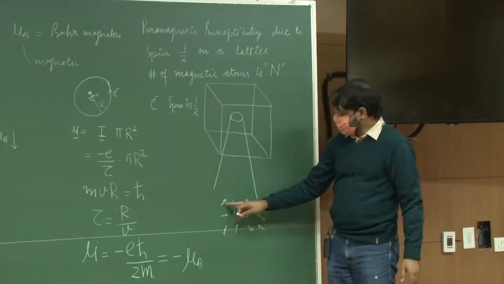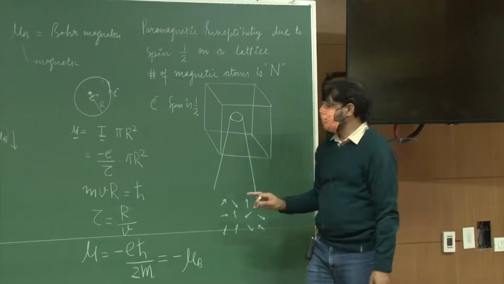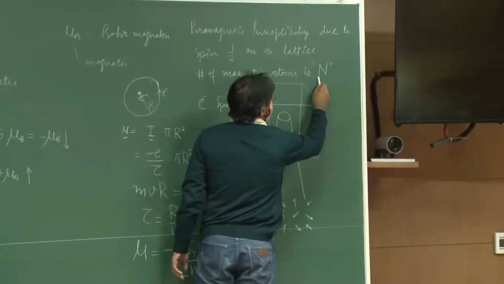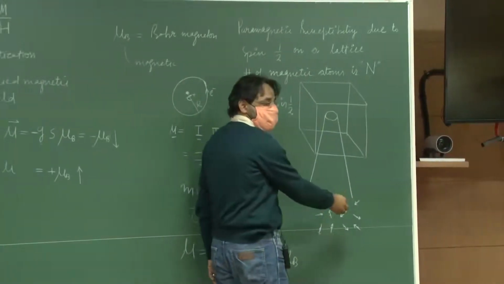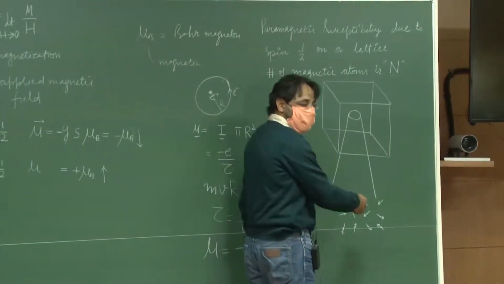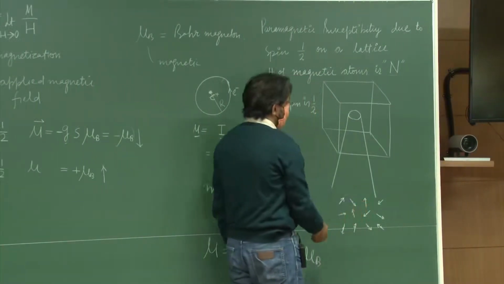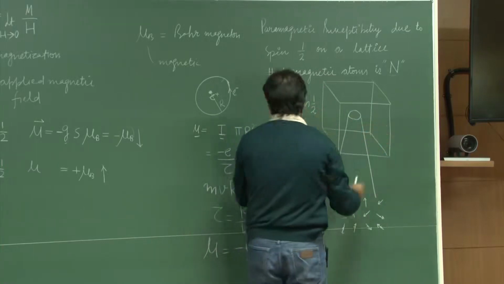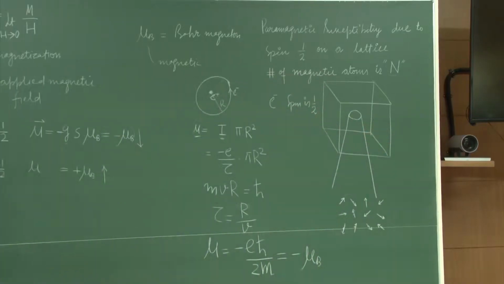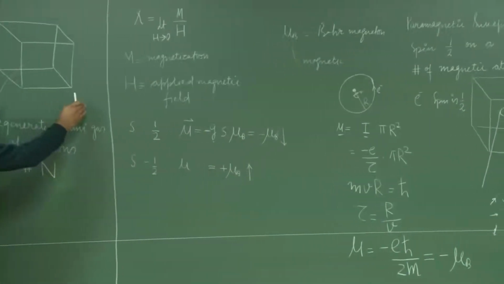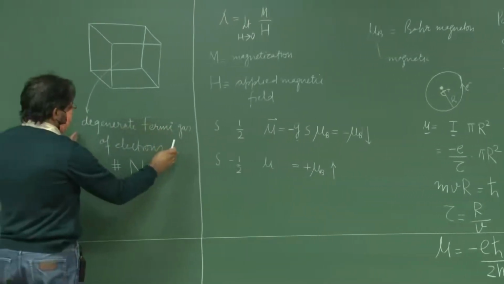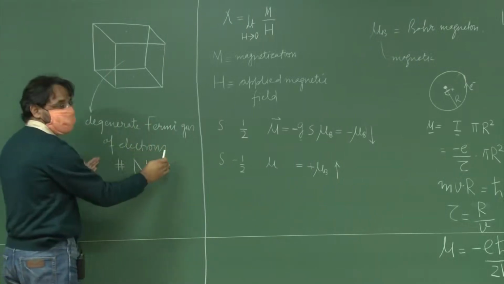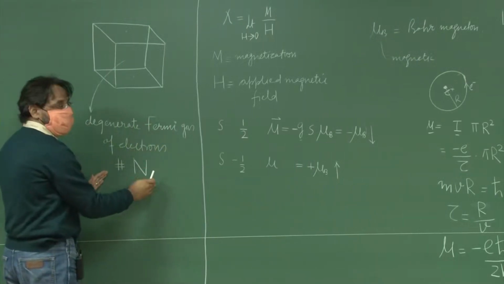Remember, at each lattice site there is a spin 1/2, and the total number of lattice sites is n. Which means that the total number of spins is n. So, we have n spin half particles in this system. We are going to compare this to the system that we are working with these days, in the current module, the degenerate Fermi gas of electrons, and here again we have n electrons.